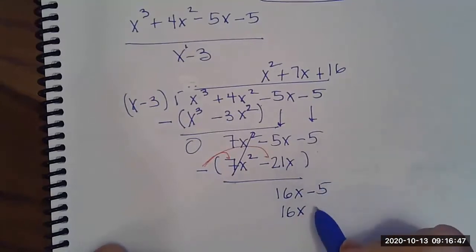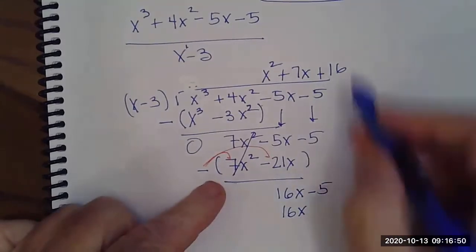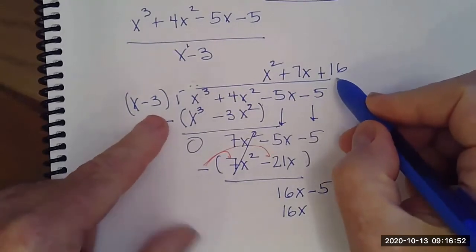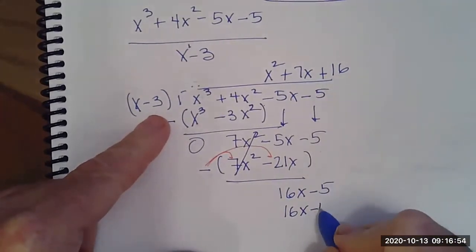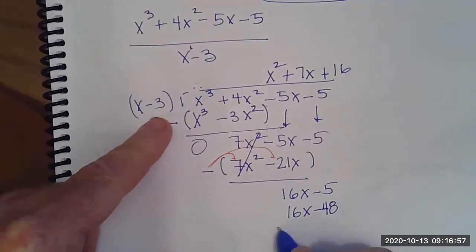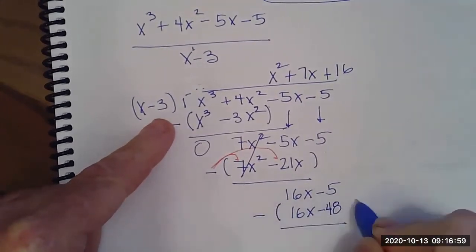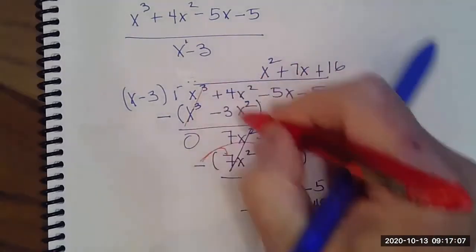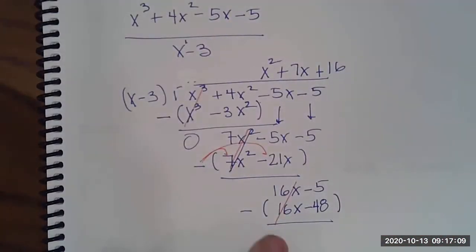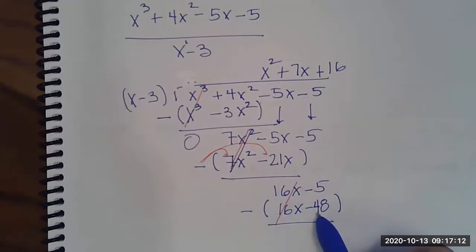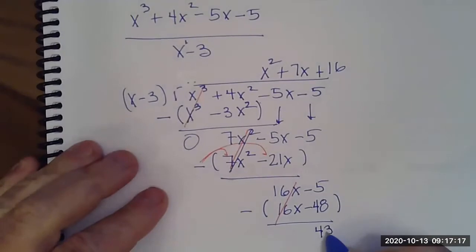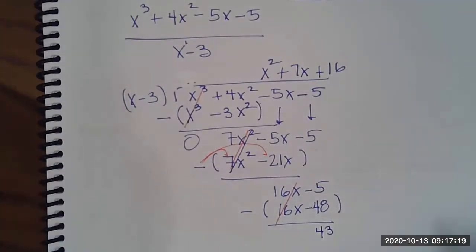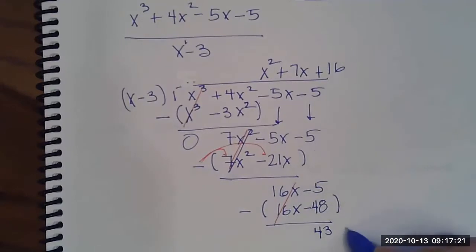Okay, bring that down. What am I doing? Okay, oh, 16. 16 times 3 is 48. So minus 48. Okay, got to subtract both of them. And this goes away. That's what I want. See, these go away. These go away. That's what I want. Negative 5, and that's a plus 48. I think plus 43, positive 43. This is called the remainder.